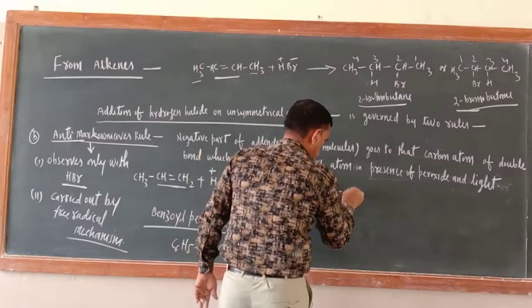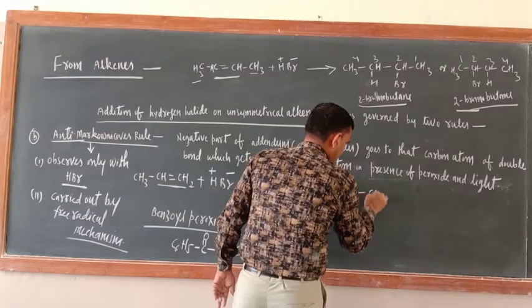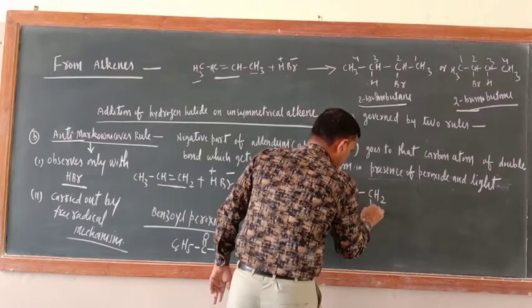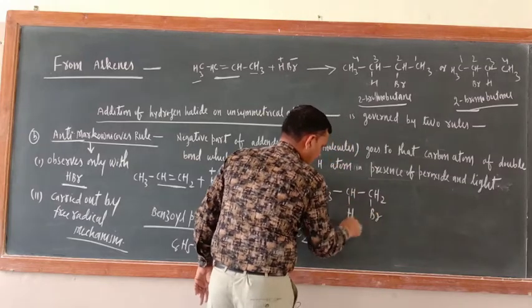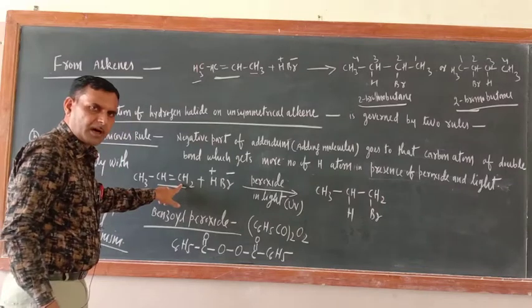CH3, here what is there? CH, here what is there? Single bond, here what is there? CH2, here Br and here H. So the negative part goes with this carbon atom of the double bond.